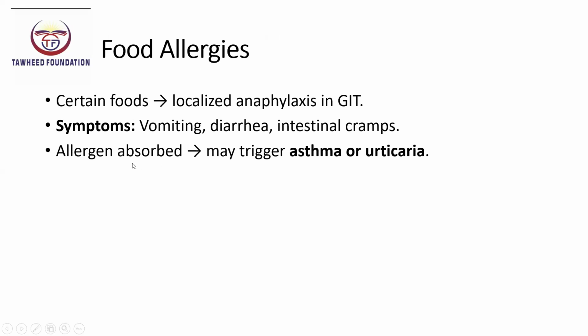Some allergens are absorbed and may trigger systemic symptoms such as asthma or urticaria, depending on the site where sensitized mast cells are located. This shows that the site of mast cell activation determines the type of allergic manifestation.